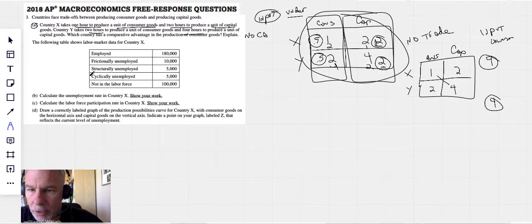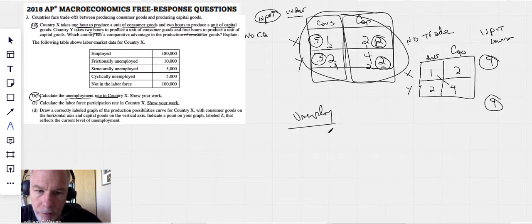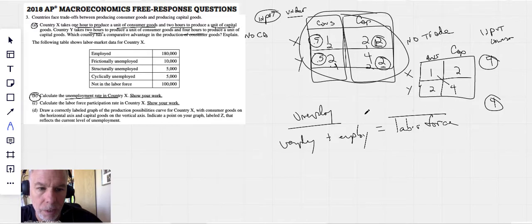The following shows the labor market for country X. Calculate the unemployment rate in country X. So, first of all, you need a good definition of the unemployment rate. It is just unemployment over unemployment plus employment. Now, this is the same thing as saying the labor force. That helps to know that, right? Depending on how they give you the information. So, both of these are equal.